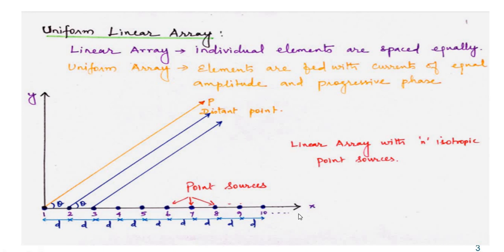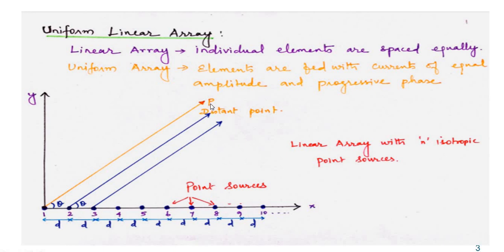On the x-axis there are n number of antenna elements present, and the distance between each element is equal, that is d distance. It may be any value: lambda, lambda by 2, lambda by 4, 3 lambda by 4, lambda by 10, anything. These are antennas 1, 2, 3, 4, and it is called an array of point sources. We consider that these point sources are isotropic point sources. It radiates equal power in all directions.